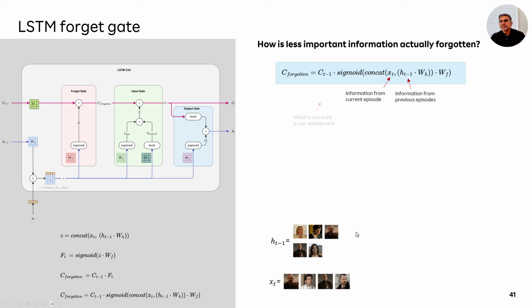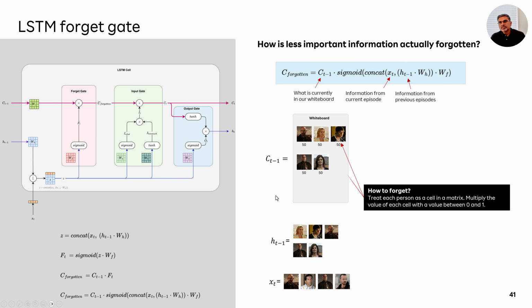Okay. Now, what is there in our whiteboard currently, our long-term memory? So far what we have seen is that Walter White and Skylar White and Walt Jr. and Hank and Mary all have equal scores of 50, 50, 50, and so on. Now, what you're doing here is you have to forget some portions of these three characters because they don't appear in our current episode. See, in this current episode, only these characters appear. You have to forget this. So, how do you do that mathematically?